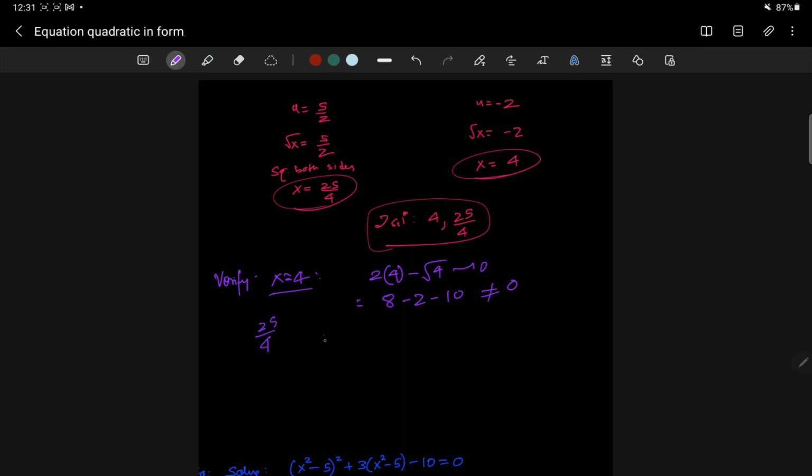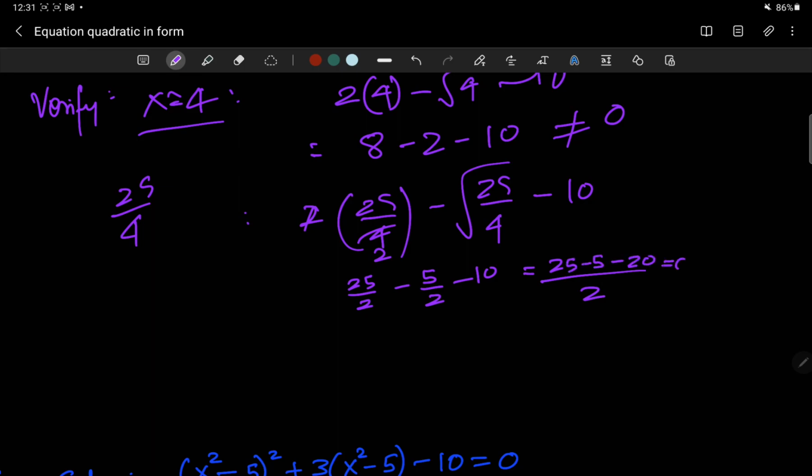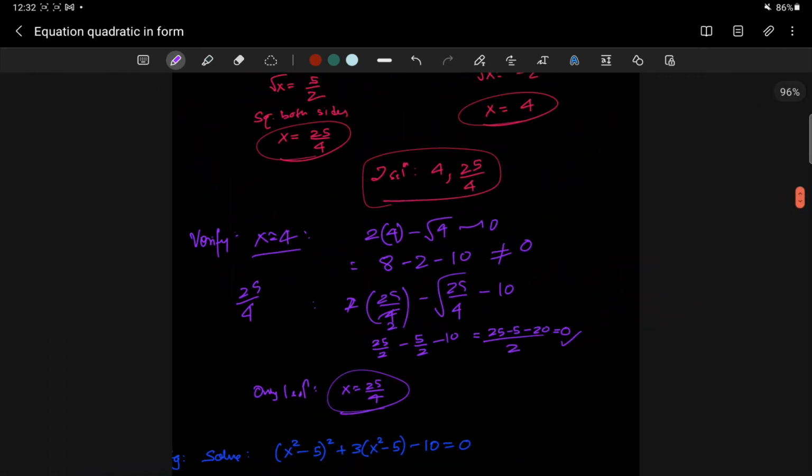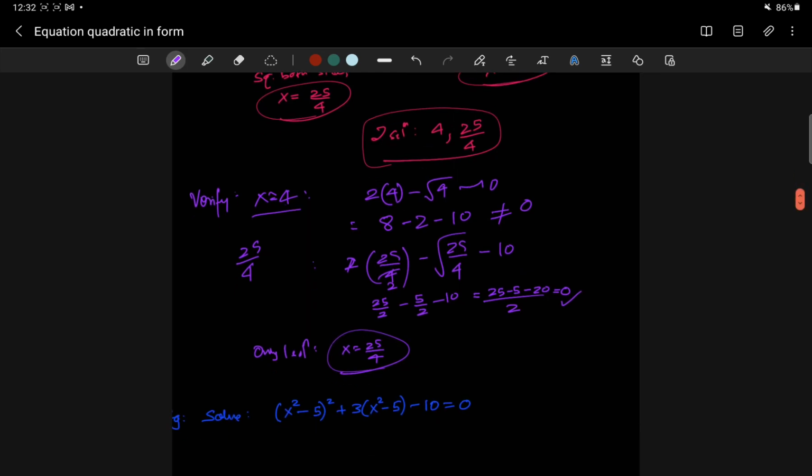What about 25 over 4? I have 2 times 25 over 4 minus square root of 25 over 4 minus 10. That's 25 over 2 minus 5 over 2 minus 10, which is 25 minus 5 minus 20, which is 0. So there's only one solution, and the one solution is x equals 25 over 4. And we've seen this before, that the process of verification is extremely important because sometimes we get what are called extraneous solutions, solutions that do not satisfy the initial condition. They happen a lot when we have square roots and squaring involved, because the square root is always giving you a positive answer. So 4 here does not satisfy, whereas 25 over 4 does satisfy.